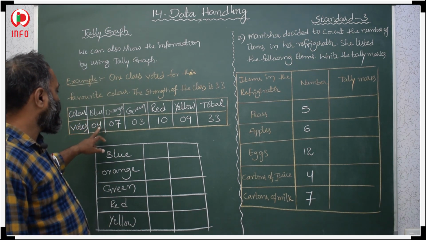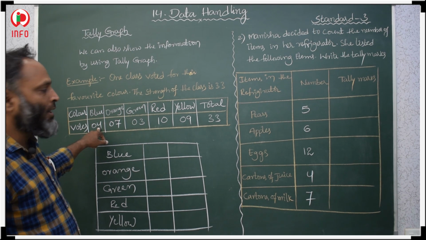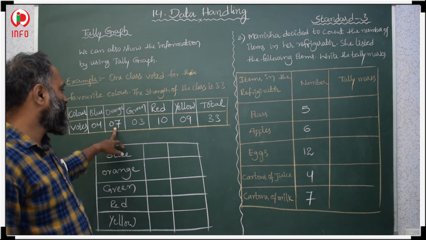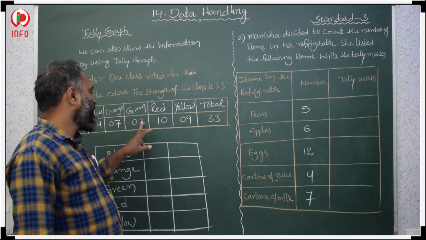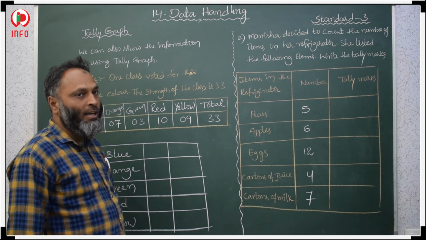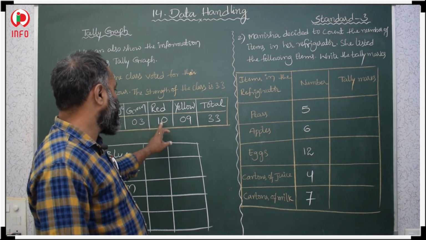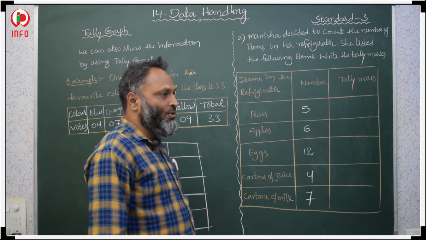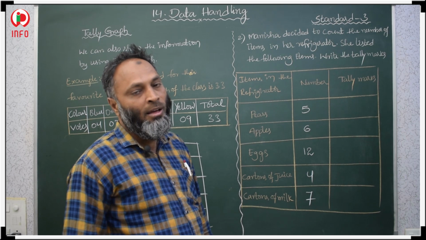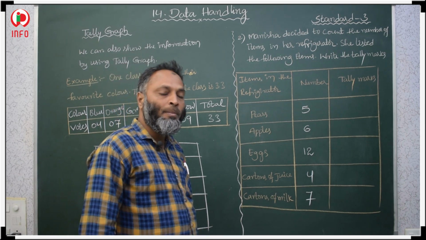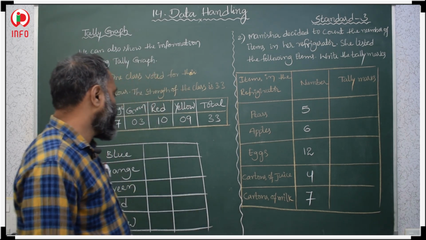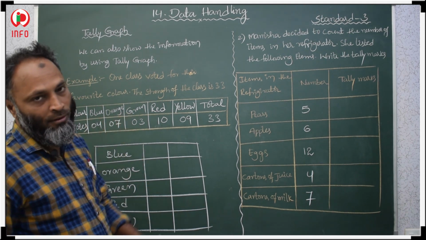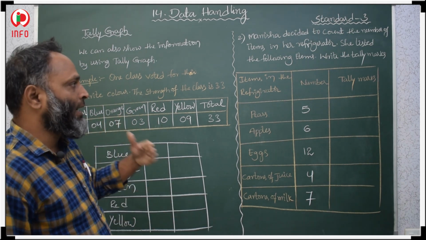For blue color, 4 students voted. For orange color, 7 students voted. For green color, 3 students voted. For red color, 10 students voted. For yellow color, 9 students voted. Then how do we represent this information using a tally graph, or tally marks?